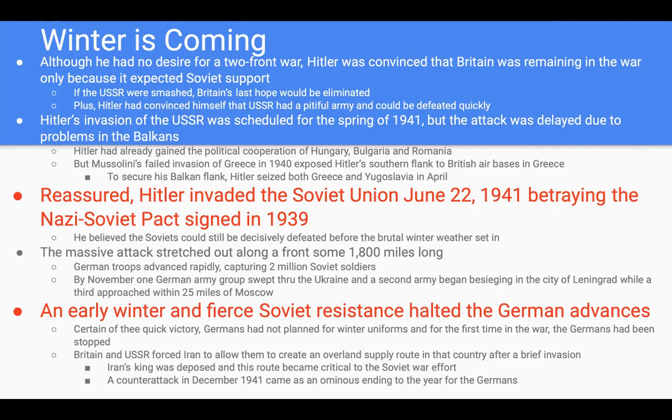In early winter, fierce Soviet resistance halted the German advances for a time. Being certain of the quick victory, Germany had not planned for winter uniforms, and for the first time in the war, the Germans had been stopped. Britain and the Soviet Union forced Iran to allow them to create an overland supply route in that country after a brief invasion. Iran's king was deposed, and this route became critical for the Soviet war effort. A counterattack from the Soviets came in December 1941 as an ominous ending of the year for the Germans.